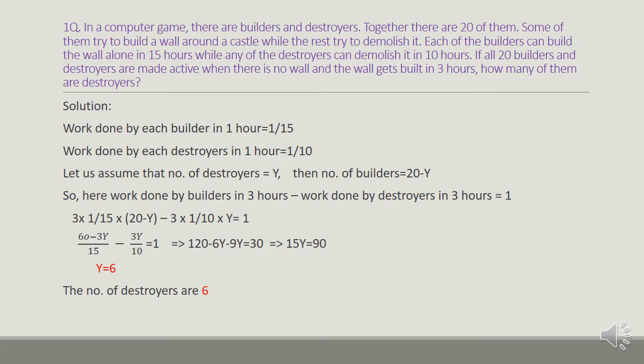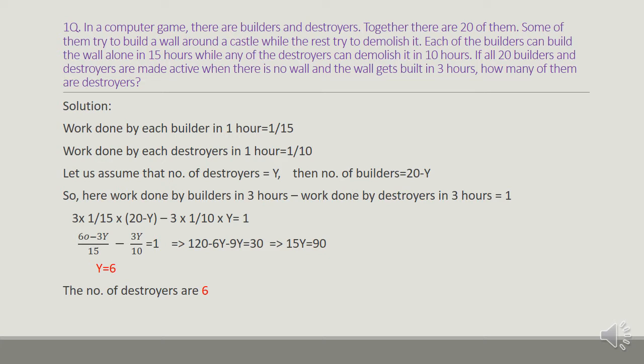In a computer game there are builders and destroyers. Together there are 20 of them. Some of them try to build a wall around a castle, while the rest try to demolish it. Each of the builders can build the wall alone in 15 hours, while any of the destroyers can demolish it in 10 hours. If all 20 builders and destroyers are made active when there is no wall and the wall gets built in 3 hours, how many of them are destroyers?